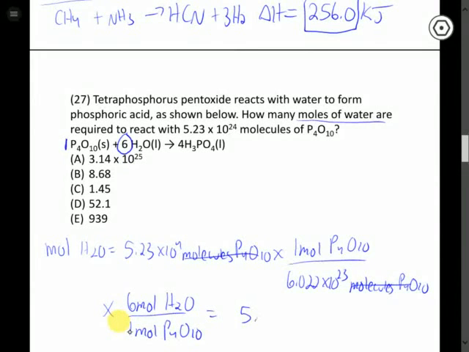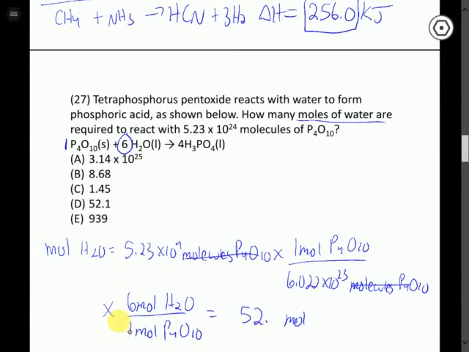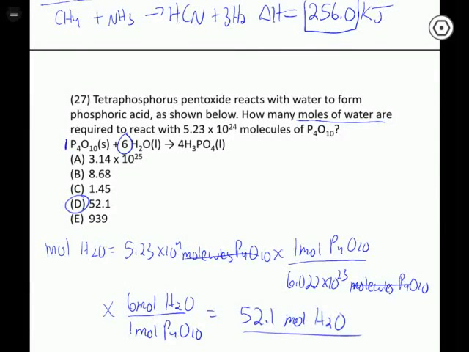So it's going to be 5.21 moles of water. Or sorry, 52.1. Lost my decimal place. There we go. And that matches up with choice D. Alright, so this one was a little bit out of place. I'm not sure why I put it here, but it's still a good problem for us to review. A stoichiometry problem, but using Avogadro's number at first to convert between moles and number of entities or molecules in this case. All right, questions on that?